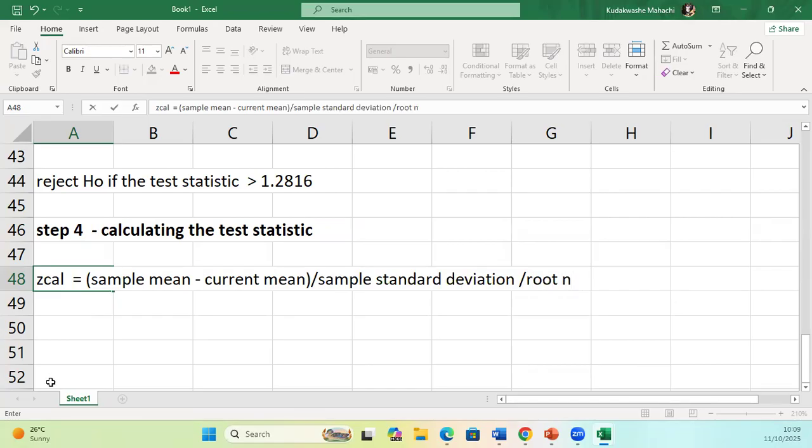Over square root of n. So that is what that formula is saying. Now let's substitute. Let's first of all get the variables.